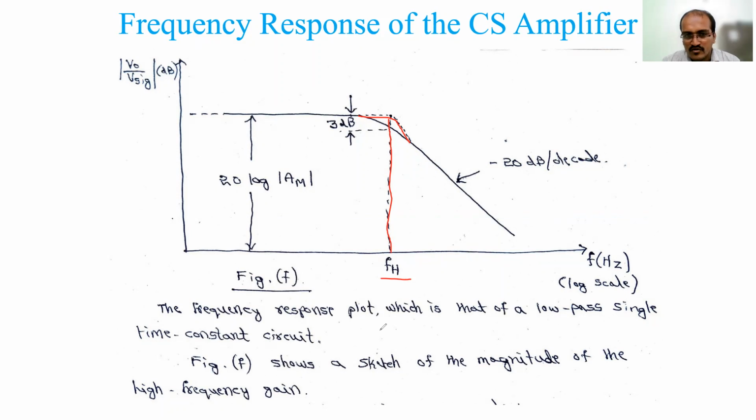So this is the frequency response plot, which is that of a low pass single time constant circuit. And this shows a sketch of the magnitude of the high frequency gain, because we are discussing the high frequency response now. Okay. Similarly, we have low frequency response also, where we try to derive the expression for FL. So the two sets of derivations we have. Today I will focus on high frequency response. Okay. So it is a graph of V0 by V signal in dB to the frequency in logarithmic scale. Okay. So a number of observations are made, so we'll try to list them out.